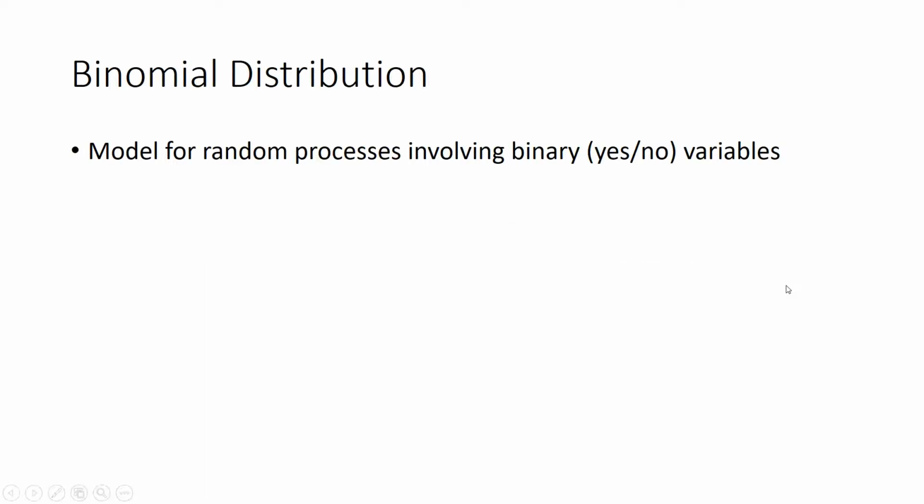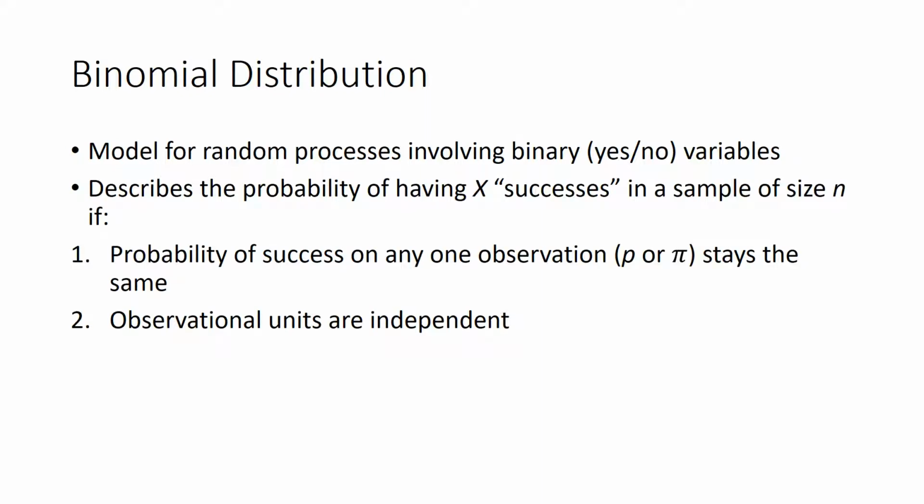The binomial distribution is a model for random processes that involve binary variables, that is, variables with results that could be written as yes or no. It describes the probability of having x successes in a sample of size n, if the probability of success on any one observation stays the same, and the observational units are independent.